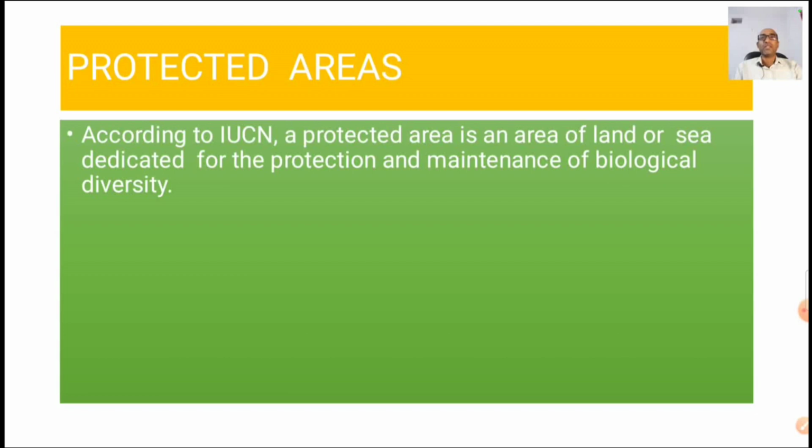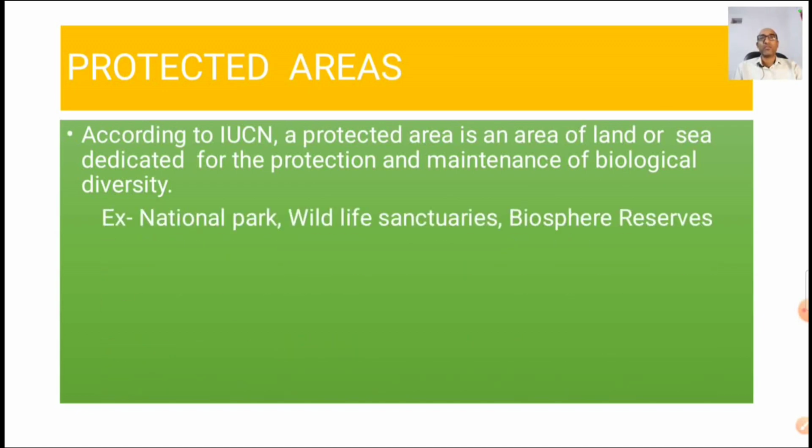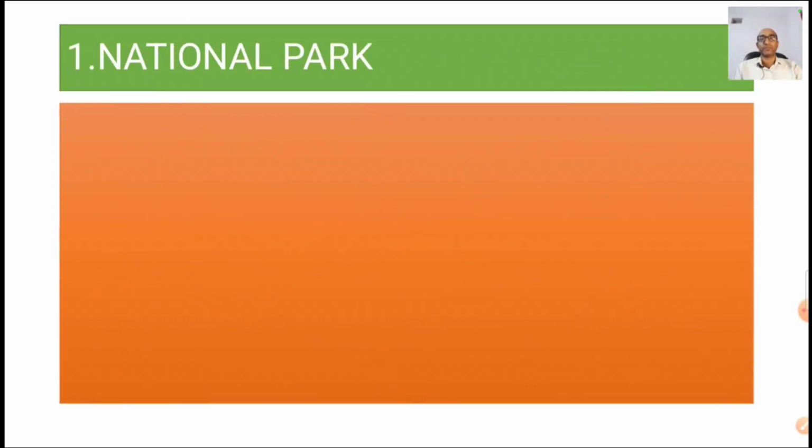So, it has defined a protected area as an area which can be a land or sea dedicated for the protection and maintenance of biological diversity. And as we have already discussed, these include national parks, wildlife sanctuaries, biosphere reserves, etc. So, we will go one by one. First come to national park.